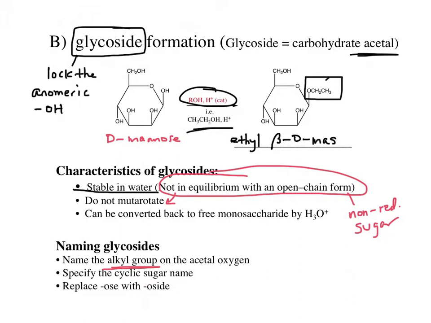Whoops. Let's go ahead and erase that. There we go. M-A-N-N-O, mano, because we got to drop the ose part. So mannopyranoside. So it came from beta-D-mannopyranose. Now it's an aldehyde, so it's a pyranoside.